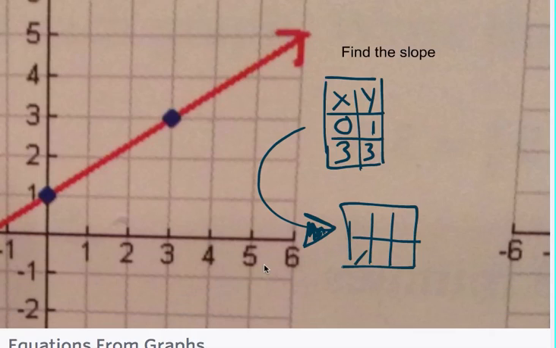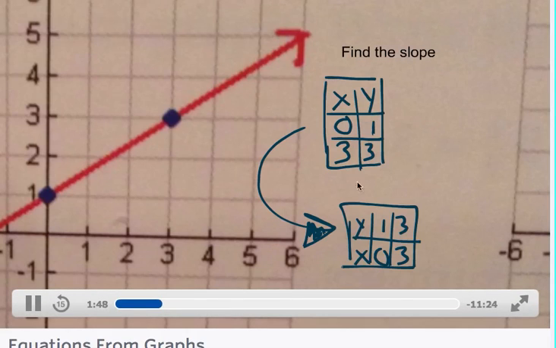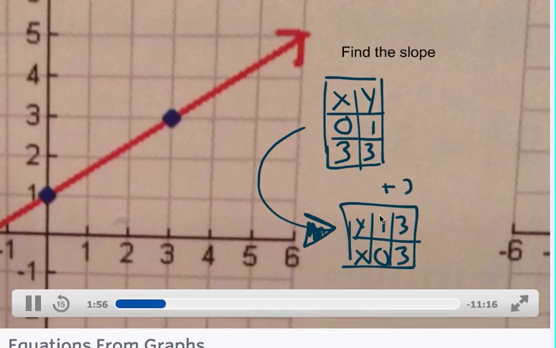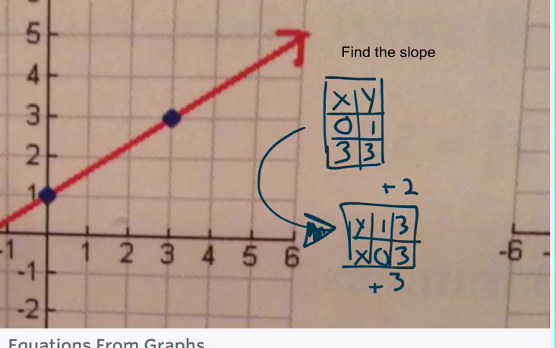And the reason I'm going to do that is we're going to turn it into the slope. This is like a slope maker. So see that 0, 1? It went from there to right there. The 3, 3 is right there. So on the top of the slope, we determine how far it is from 1 to 3, and that's plus 2.